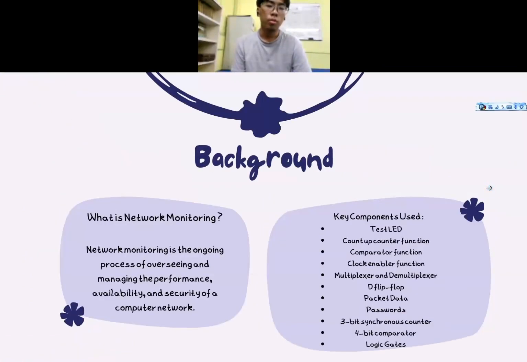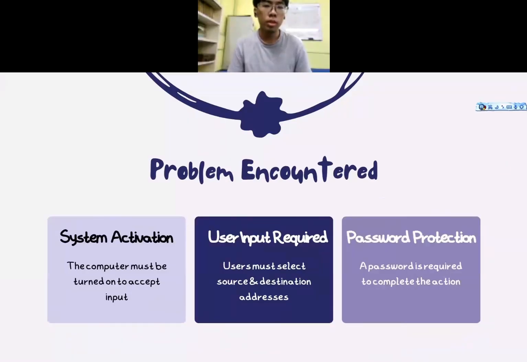So, what is network monitoring? Network monitoring is the ongoing process of overseeing and managing the performance, availability, and security of a computer network. The key components that we use for our project are test LED, count-up counter function, comparator function, clock enabler function, multiplexer and demultiplexer, D flip-flop, packet data, passwords, 3-bit synchronous counter, 4-bit comparator, and logic gates, such as AND gate and OR gate.